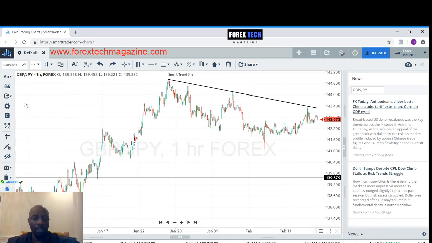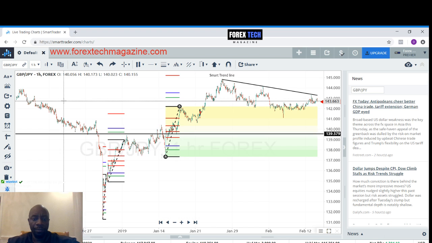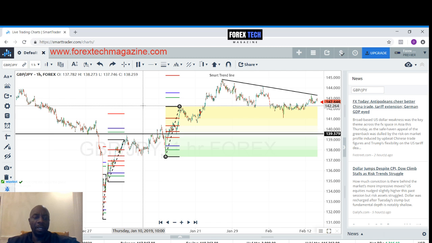Pound, Japanese yen, same thing. It's kind of moving sideways, but it hasn't pushed up yet. So I would stay out of it.